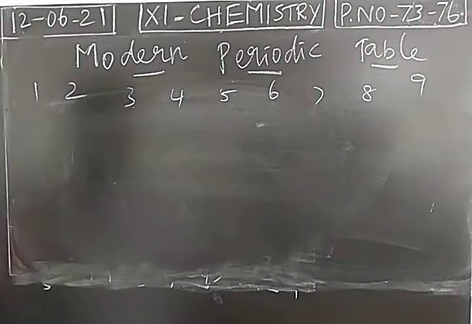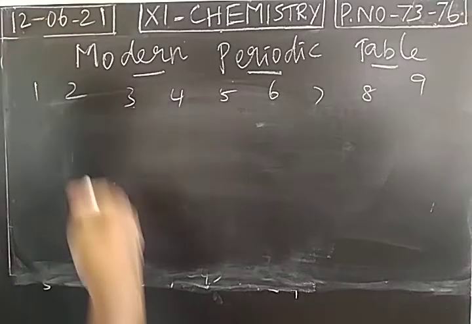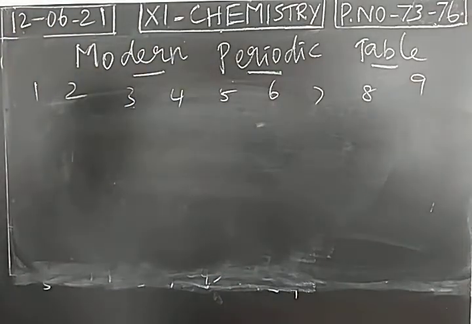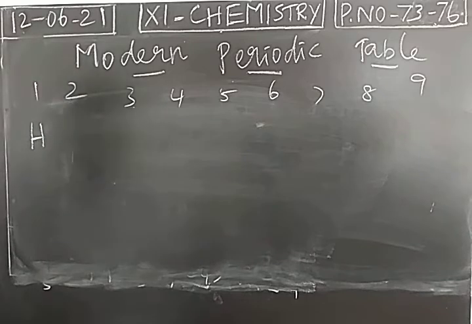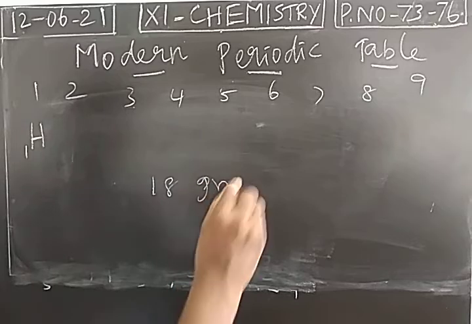So elements are arranged in the increasing order of atomic number. In the periodic table, we have the vertical columns, which we call groups, and the horizontal rows, which are called periods. So you take the first simplest element, hydrogen. It has the atomic number 1. Then helium. Helium will be placed in the last, 18th group. So totally in a modern periodic table, 18 groups are present.